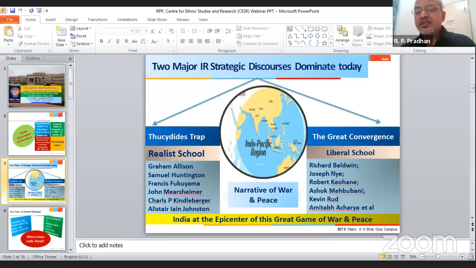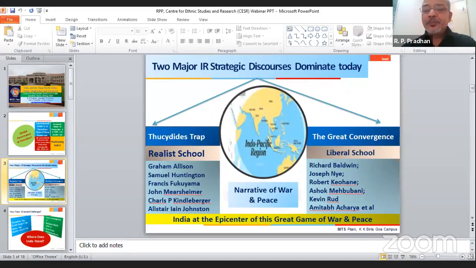Kevin Rudd, Amitabh Acharya from India. All of them are the liberal school representatives or protagonists. They talk about how conflict is not the possibility. Rather, there's a great amount of convergence and interdependence happening. Amitabh Acharya puts it as the formation of a multiplex world order that is greatly rising in the world system.